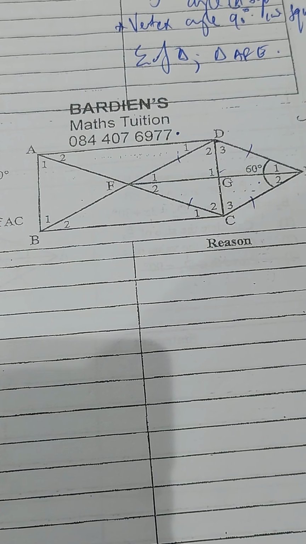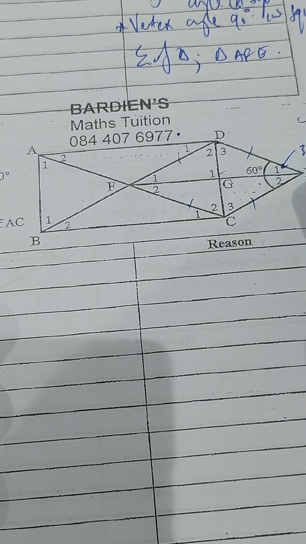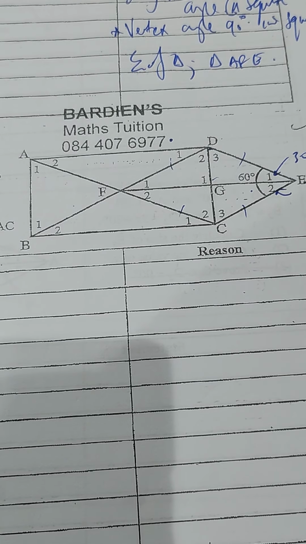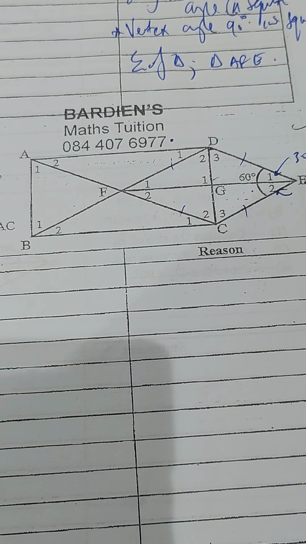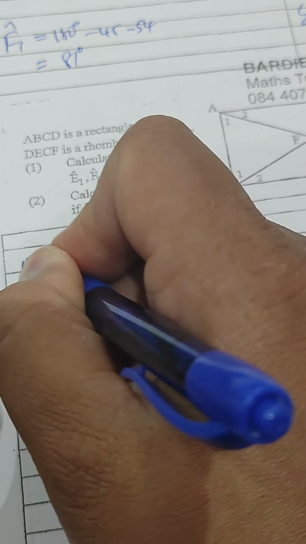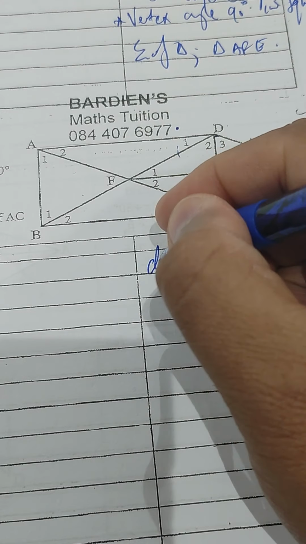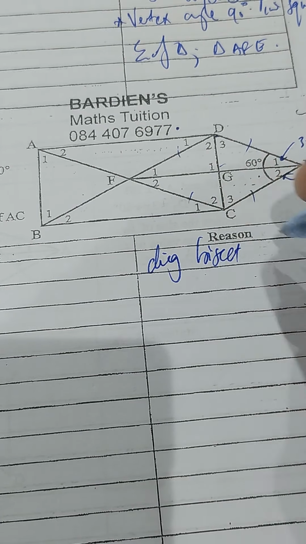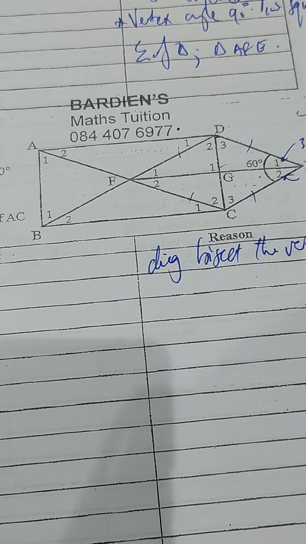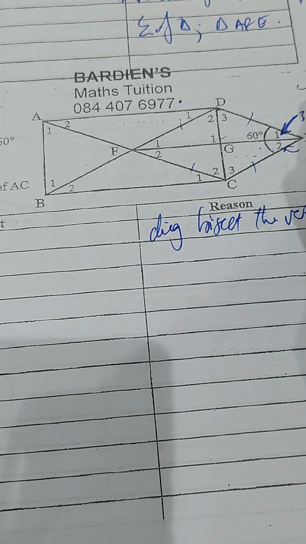The question says DEC, the whole angle, is 60, so that's actually 30 and 30, because the diagonals bisect the vertex angle in a rhombus. The question says calculate E1. As I just indicated, E1 is going to be 30 degrees. So angle E1 is 30 degrees. Why? Because your diagonal bisects the vertex angle in a rhombus. So that is now 30 degrees.